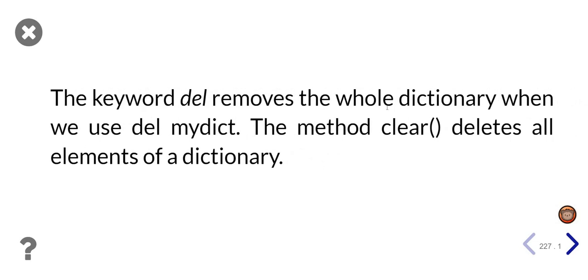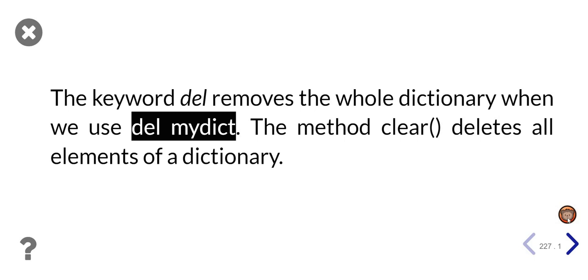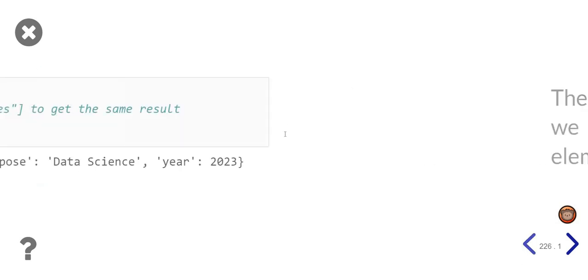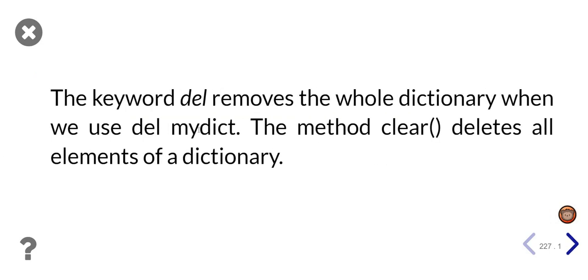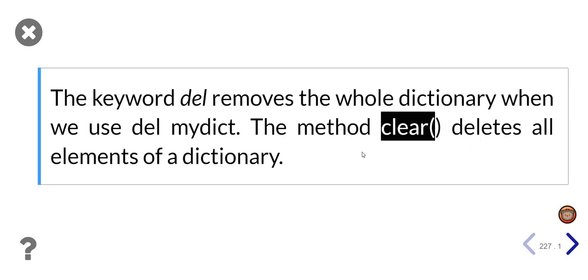The keyword del removes the whole dictionary when we use del my dictionary. Just now, when you used del my dictionary and specified the key, it only deleted that particular key and its key value pair. If you use clear, it deletes all the elements of the dictionary.